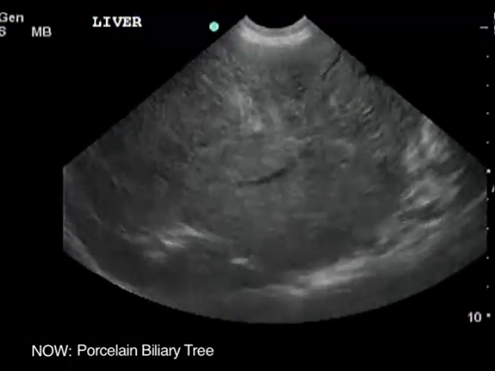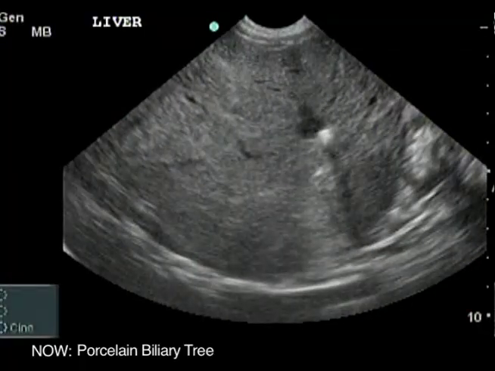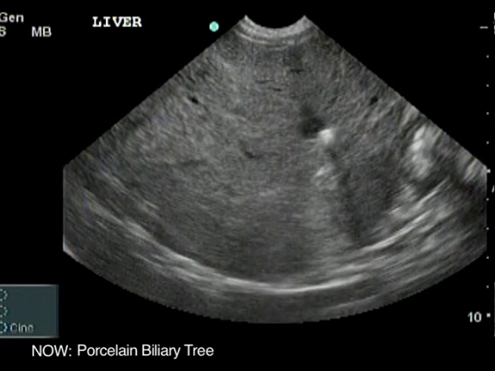Multiple ducts are usually affected. Fine needle aspiration of the gallbladder or a dilated bile duct can be used for culture and sensitivity testing. The stones will show acoustic shadowing. The stones can obstruct bile ducts in the liver, leading to rupture of bile ducts and bile peritonitis.